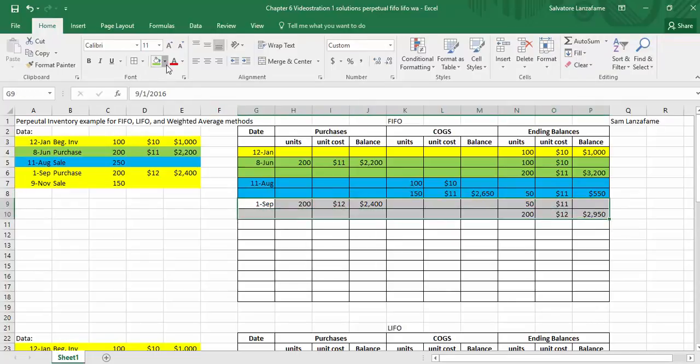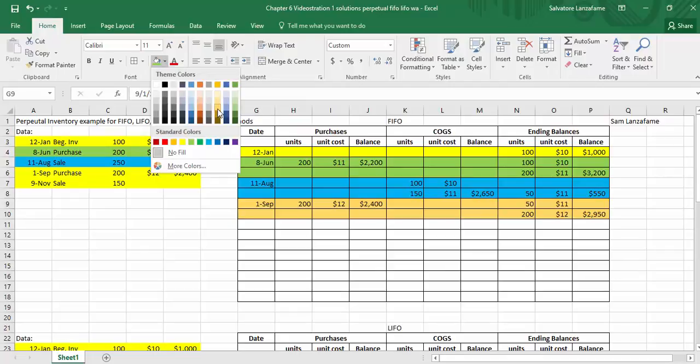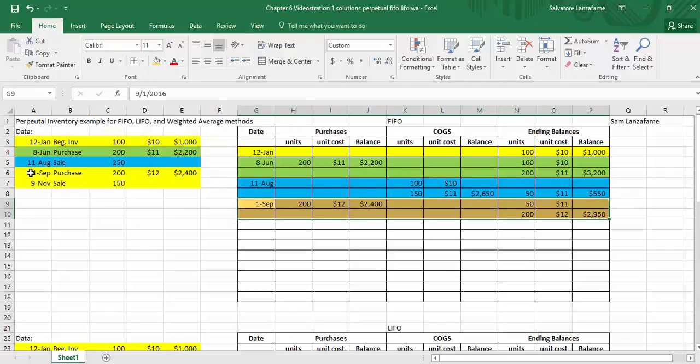So let's give that a color. Just change it up. Go with that. So now I have an inventory of 50 at 11, 200 at 12. It's now time for November 9th.